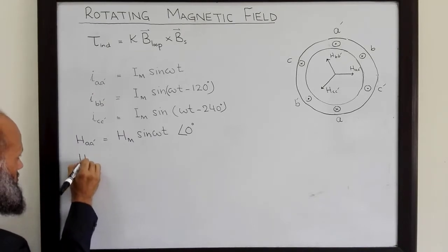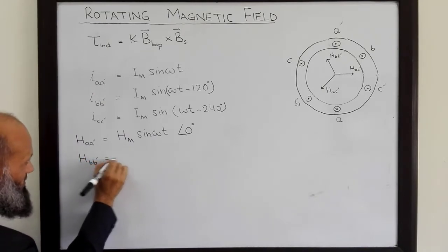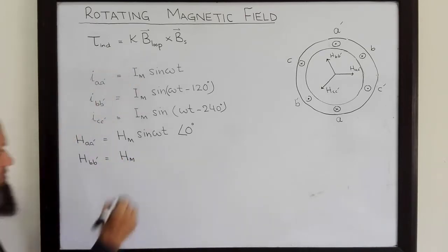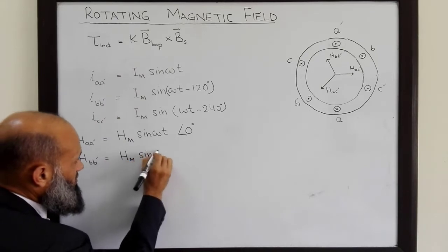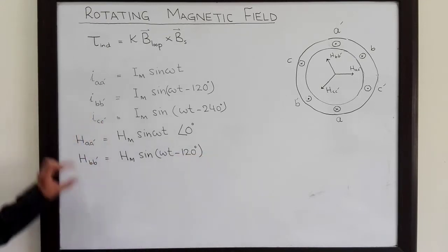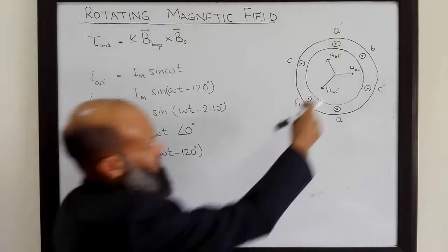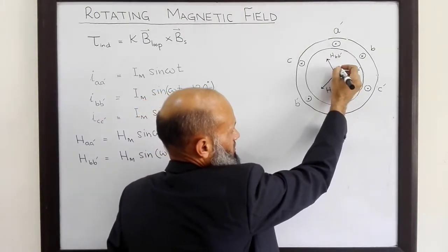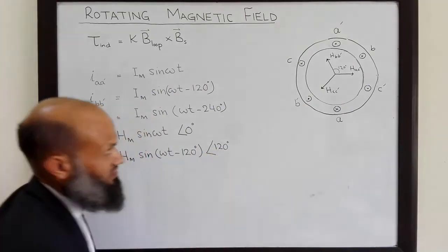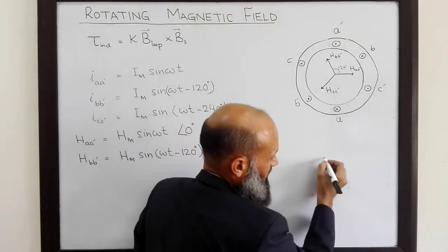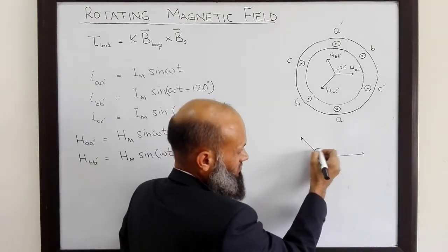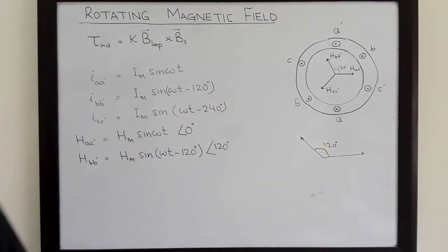Similarly, HB', its magnitude is proportional to the current, that is Hm sine omega t minus 120 degrees. And what is the direction of this vector? The direction of this vector is at 120 degrees. Angles of vectors are always measured from this position. So the angle of this vector is 120 degrees.